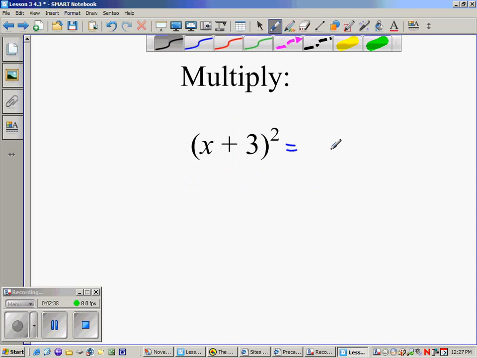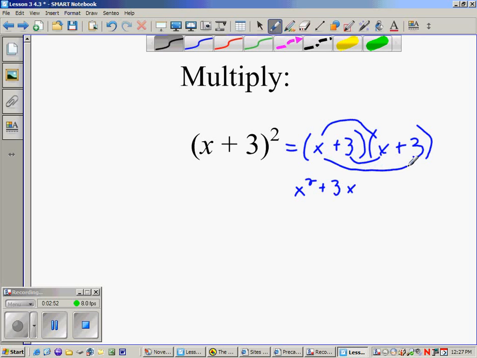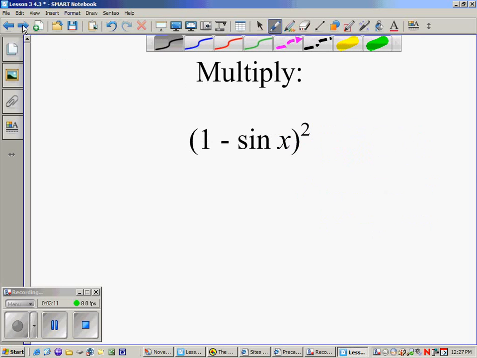Now, squaring this is the same thing as saying x plus 3 times x plus 3. When we do that, x times x is x squared, 3 times x is 3x, x times 3 is another 3x, and 3 times 3 is 9. Now here they don't cancel out. When I add 3 plus 3, that equals 6x. So x squared plus 6x plus 9 is the answer.